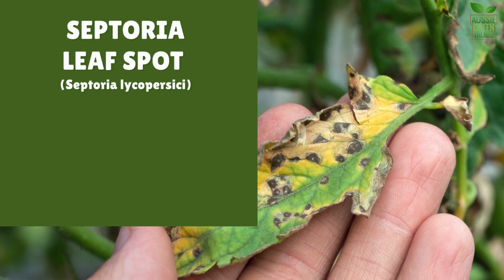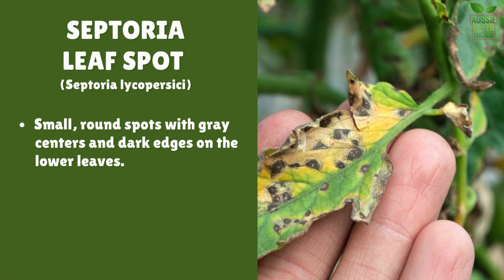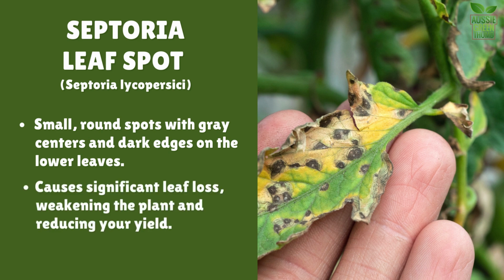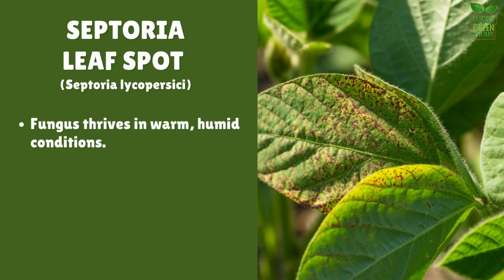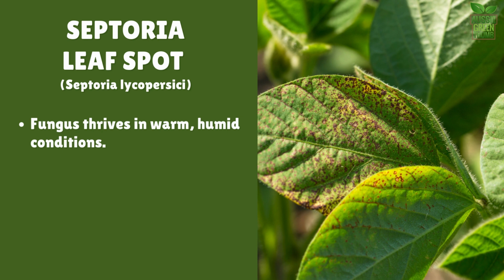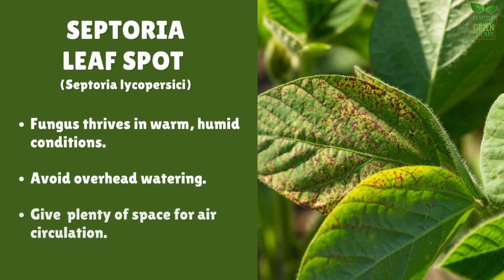Septoria leaf spot starts with small, round spots with grey centres and dark edges on the lower leaves. While it doesn't directly harm the fruit, it can cause significant leaf loss, weakening the plant and reducing your yield. The fungus thrives in warm, humid conditions and spreads through splashing water, so be sure to avoid overhead watering and give your plants plenty of space for air circulation.